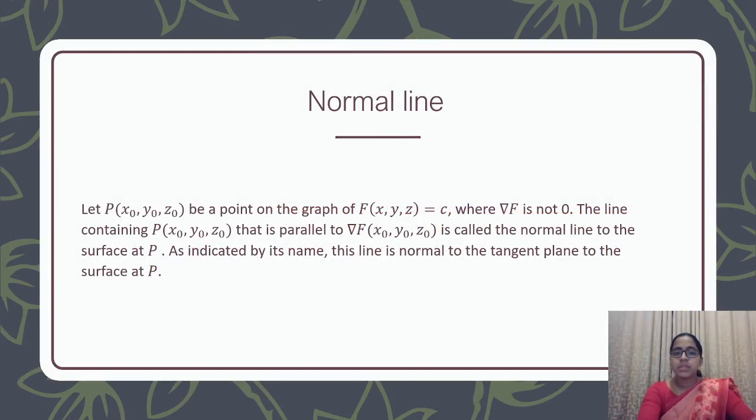What is meant by the normal line? Let P(x0, y0, z0) be a point on the graph of f(x, y, z) = c where grad f is not 0. The line containing the point which is parallel to grad f is called the normal line to the surface at P. So what is a normal line? Normal line is a line which is parallel to grad f.